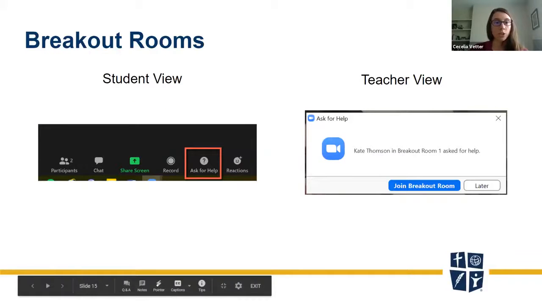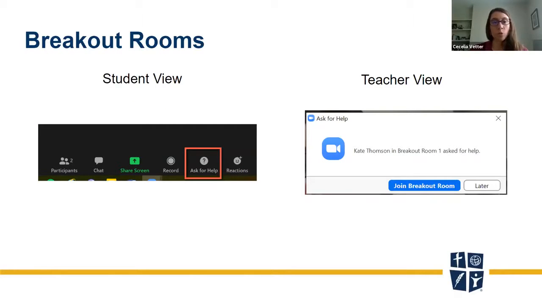So once you're in the breakout room, on the left-hand side, I have part of that bottom menu that students would see, which includes your mute, your video, your participants, chat, screen share, things like that. But when a student is in a breakout room, a button called Ask for Help appears.